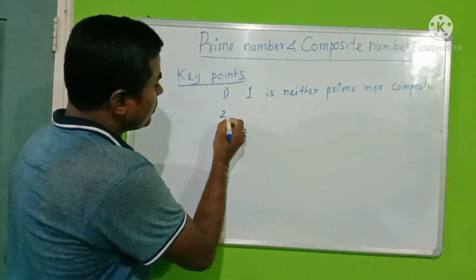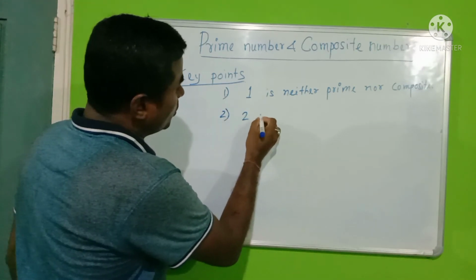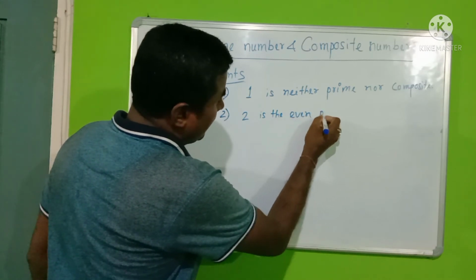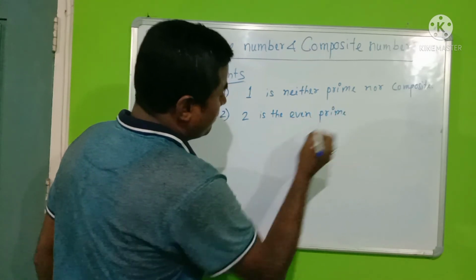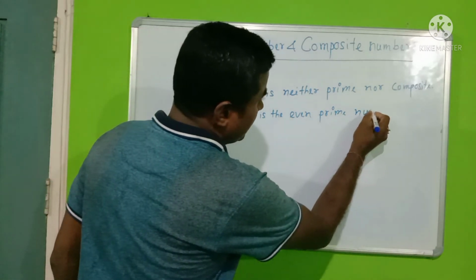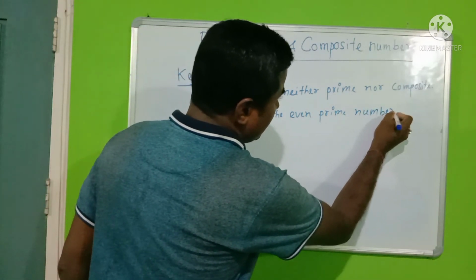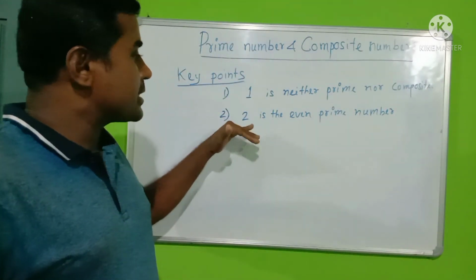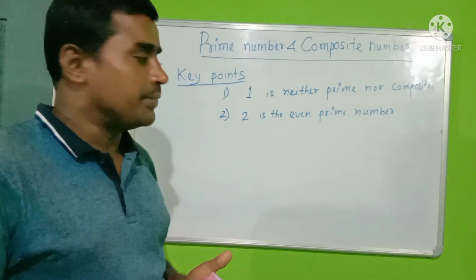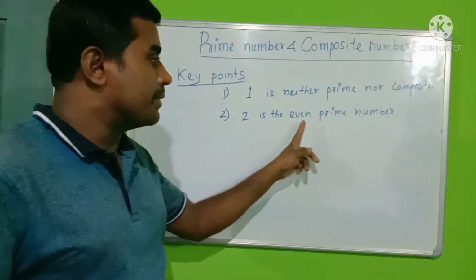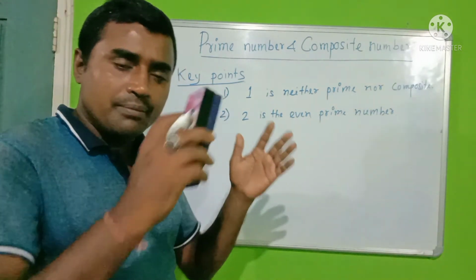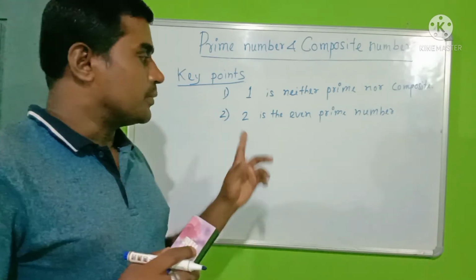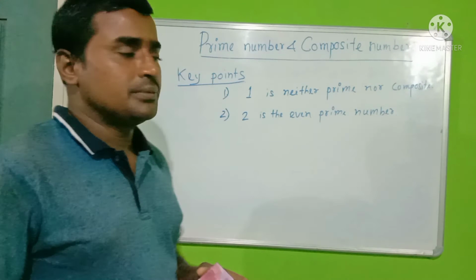Number 2. 2 is the even prime number. This is also a very important key point. All the prime numbers except 2 are odd. That means only 2 is the even prime number. In the prime number set, we get only one even number, that is 2. Hence, 2 is the even prime number.